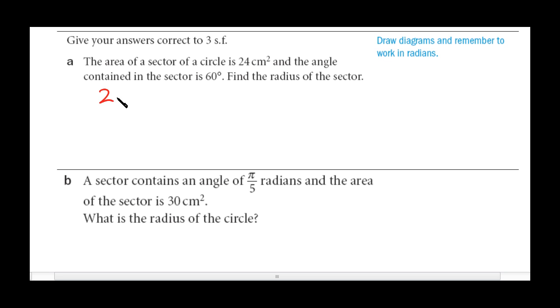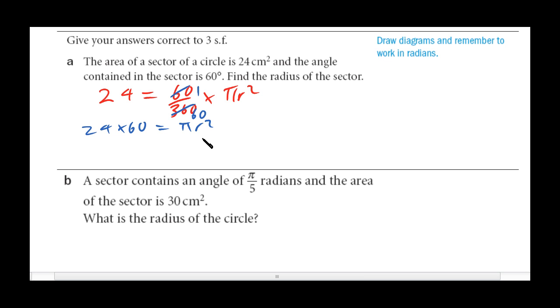So we know that 24 is equal to the angle over 360 times by pi r squared. So if you rearrange that, this is just the same as 1 over 60. If you cancel that down, you get 1 over 60. So we can times her out by 60. So we get 24 times 60 equals pi r squared.